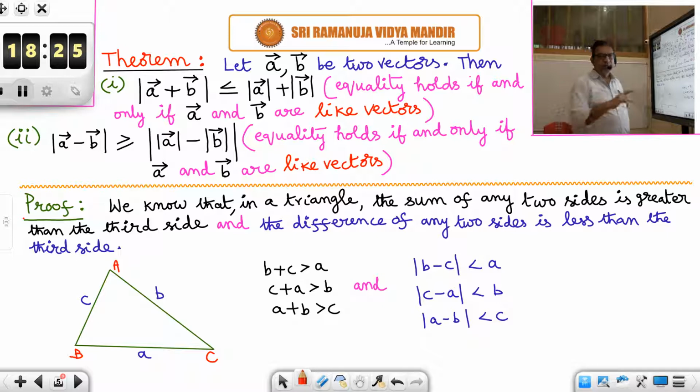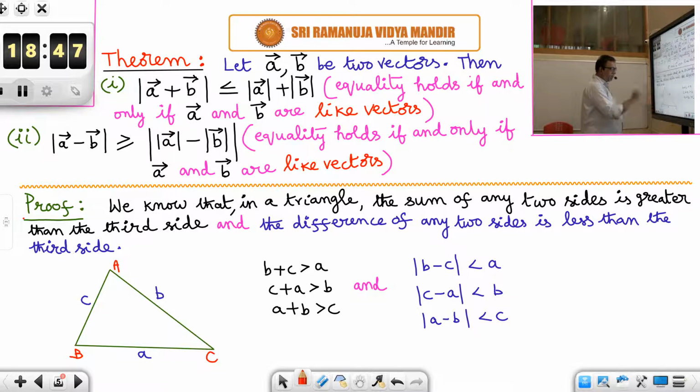Find a point on the line such that PA plus PB is minimum, mod of PA minus PB is maximum. Such type of problems in straight lines, I have proved it there. But once again I am proving.